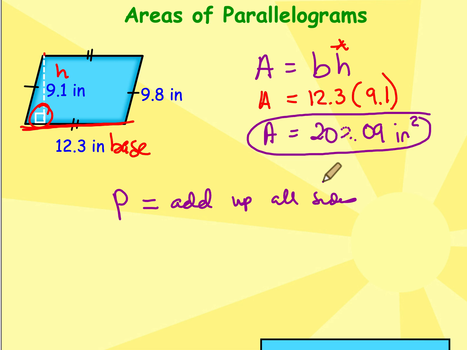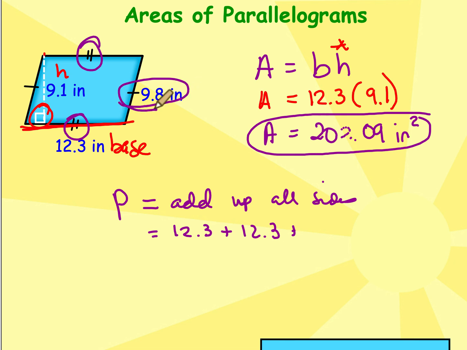So if I wanted to figure out the perimeter, I would just add 12 3/10. And this side is congruent to that, so I add it twice. And then this is on the outside, and opposite over here is congruent. So I would add 9 8/10 twice. So I would get 19 6/10, and my units would just be inches.